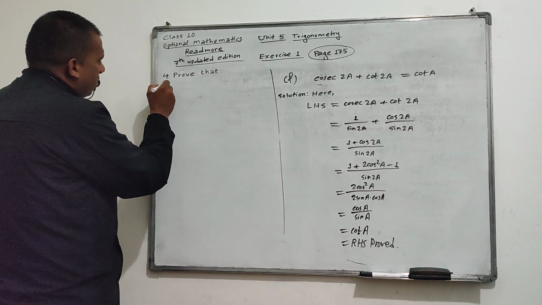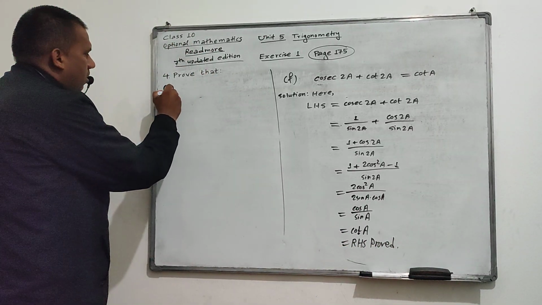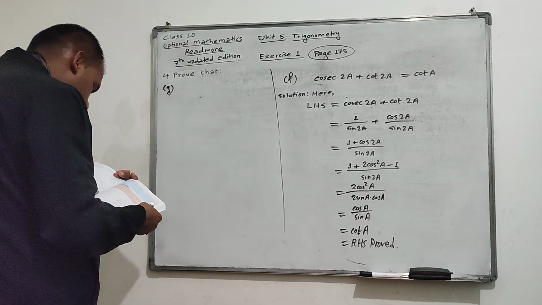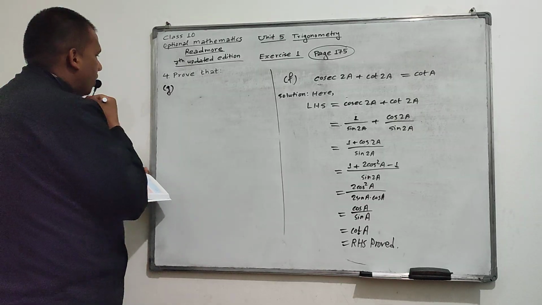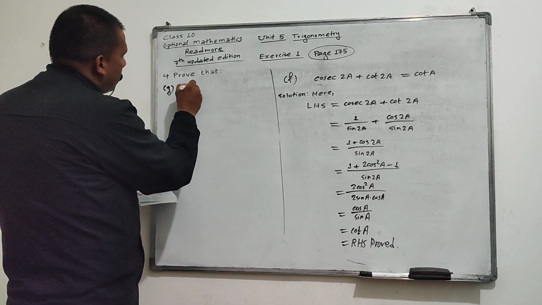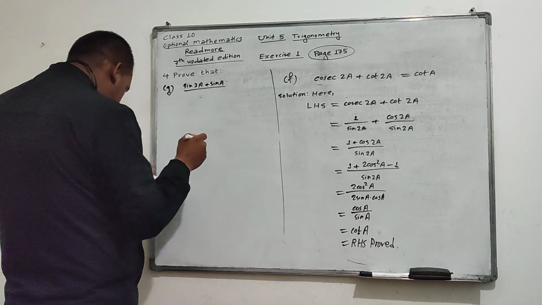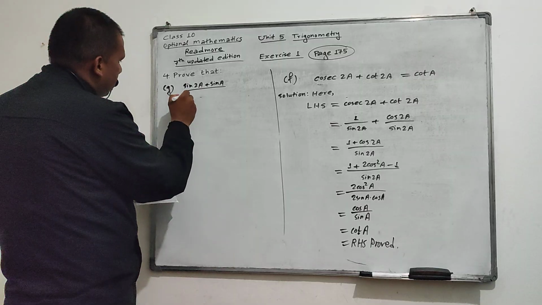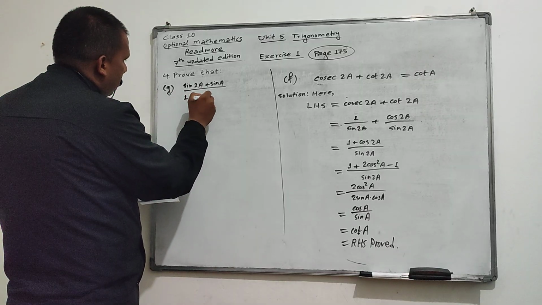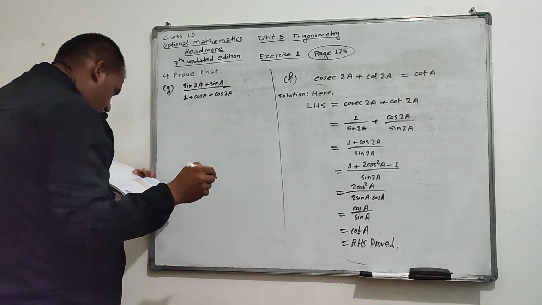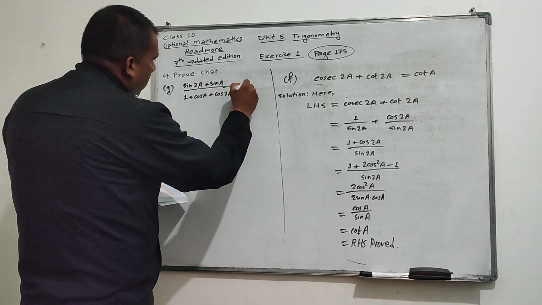Now G. On G we have sin 2A plus sin A, whole upon 1 plus cos A plus cos 2A, equal to tan A.